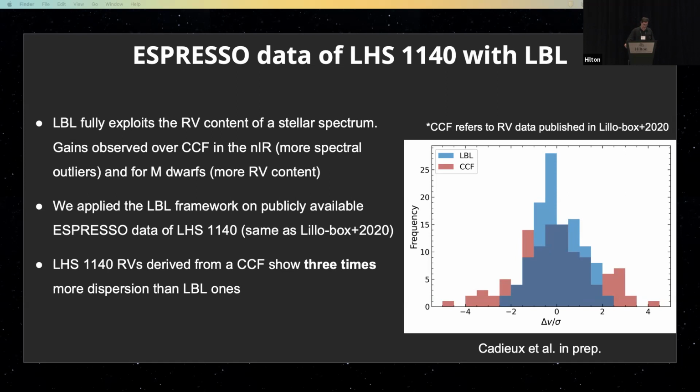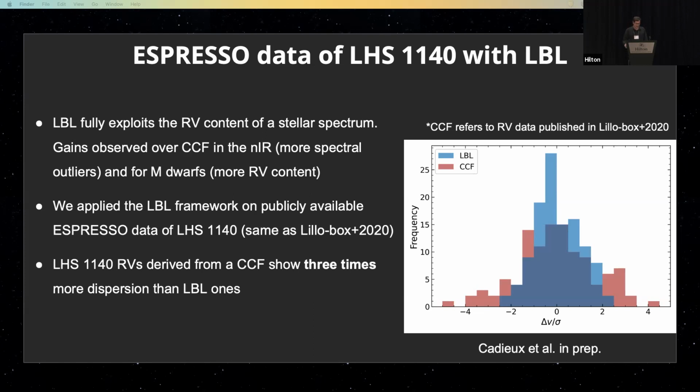We applied the LBL on ESPRESSO data. So it's exactly the same data set as presented in Lillo-Box, so 116 spectra. In Lillo-Box, the velocities were derived using a cross-correlation function. So here I'm just writing CCF, but just keep in mind those are published values, and we do not include additional observations. So this is really a reanalysis of existing data. And what we obtain is that the radial velocity from LBL have 3 times less dispersion than the CCF one.